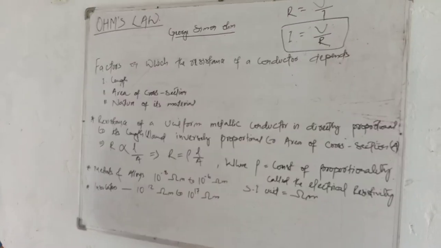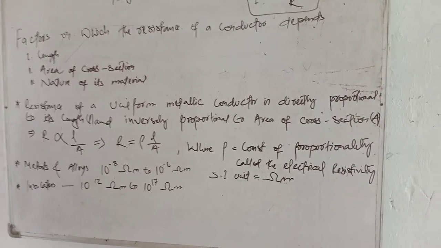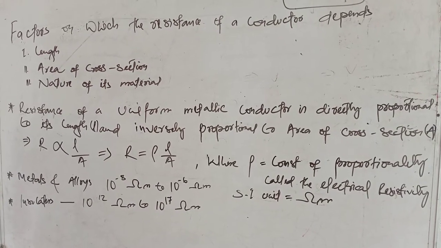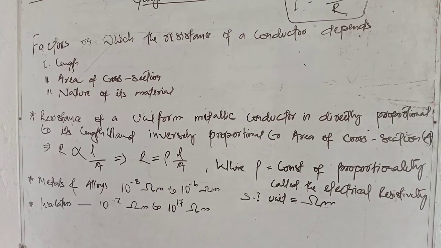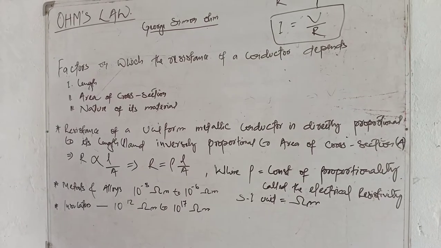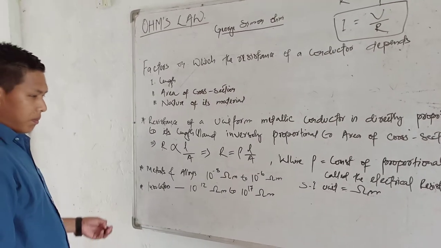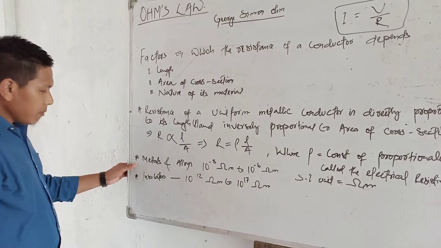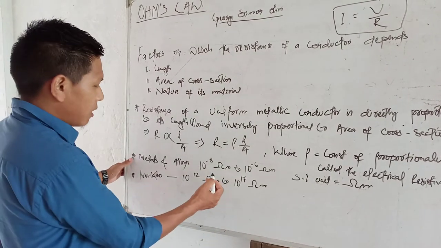If it is asked in the exam, what is the SI unit of electrical resistance, the answer is ohm. What is the SI unit of electrical resistivity, the answer is ohm meter. 1 ohm is equal to 1 volt by 1 ampere.